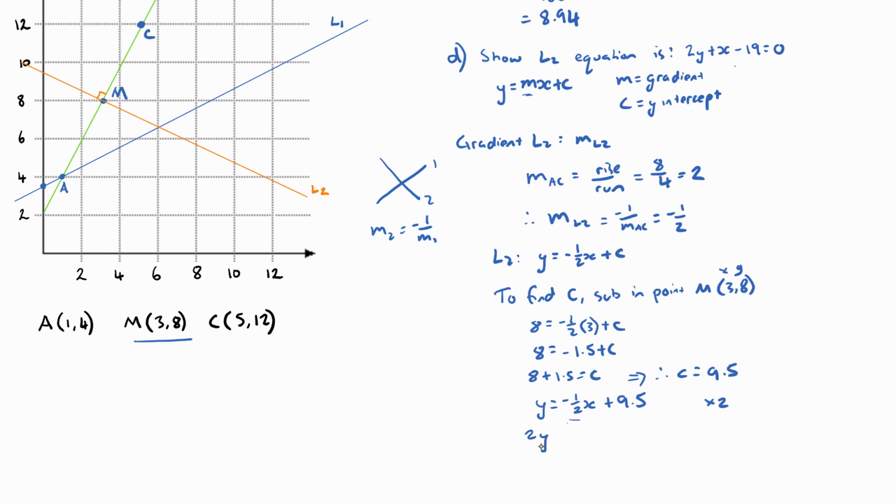So this will become 2y equals minus x plus 19, because 9.5 times 2 is 19, and then I'm going to bring everything to the left and change the sign. So it's 2y plus x minus 19 is equal to 0. And I have shown that the line L2 has this equation here. It's a bit of a tricky question, that one, but we got there. That is the answer to part D, question 3.